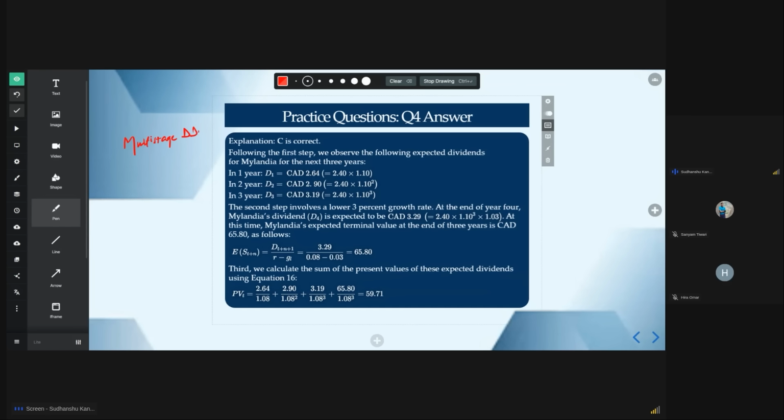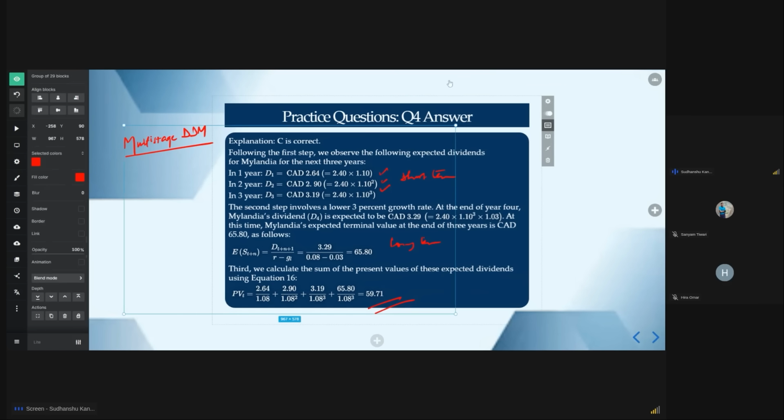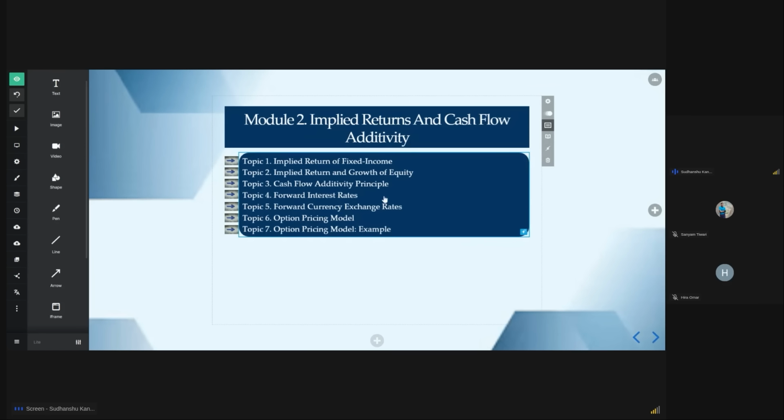So this is the multi-stage dividend discount model. See what is happening here. First you take a short-term approach, then a long-term approach, and then combining those together you will get the final answer. But we'll study it tomorrow. You will not understand it until we solve the numerical a little slowly, and after that we'll start module 2.